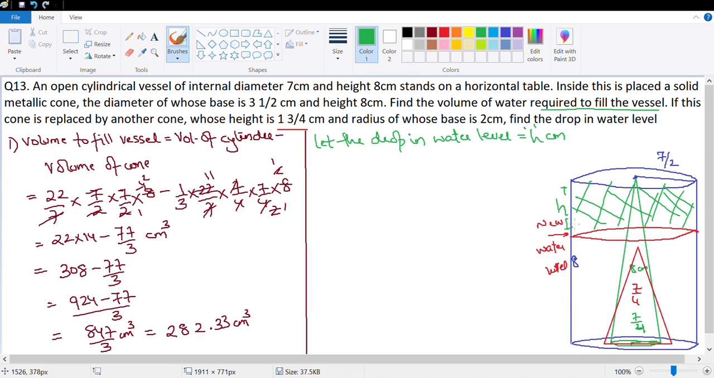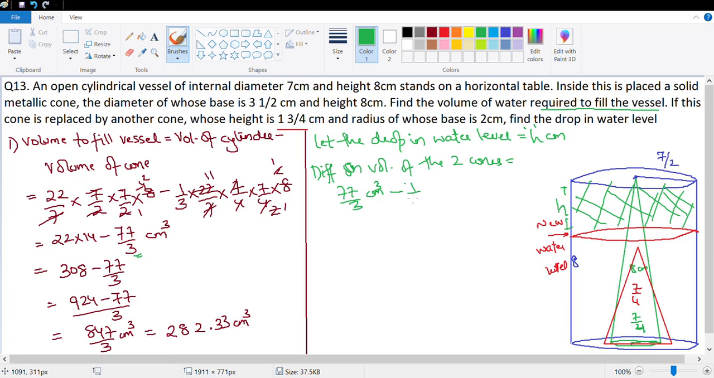Again, I hope you realize that this is a mini cylinder that is being formed, and we can figure out the volume of this mini cylinder by figuring out the difference of the volume of the bigger cone minus volume of the smaller cone, because no water has been added. The only difference is the bigger cone minus volume of smaller cone. So let's just write that down. Difference in volume of the two cones would be equal to, this was 77 by 3 centimeter cube, that was the volume of the original cone, and let's calculate the volume of the new cone.